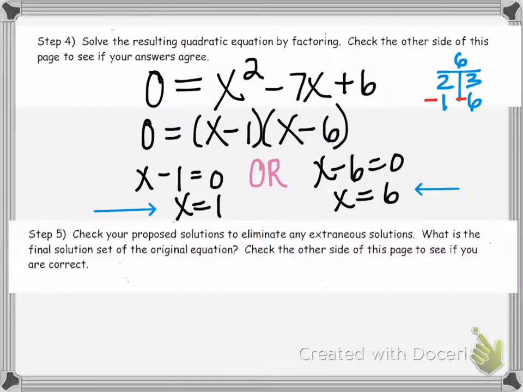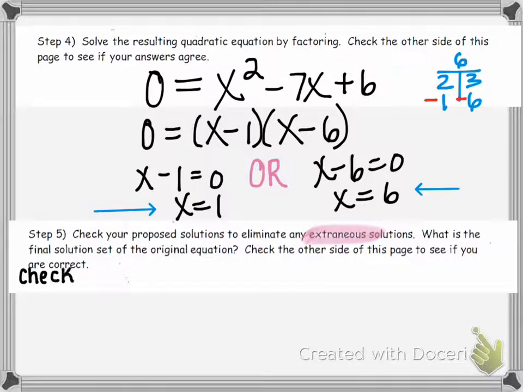Now we have to check our two possible solutions. What we're checking for is something called an extraneous solution. Extraneous means that you have more than one possible solution, but they might not all actually be solutions in the equation. So you might take a solution that you get and plug it back in and it doesn't work. It doesn't mean you made a mistake, it just means it's extraneous. It's not a solution to the original equation.